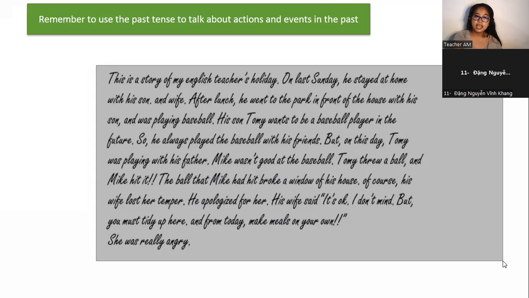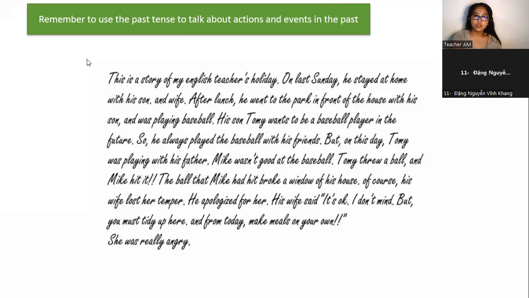Of course, his wife lost her temper. He apologized to her. His wife said, "It's okay, I don't mind, but you must tidy up here and from today make meals on your own." She was really angry.